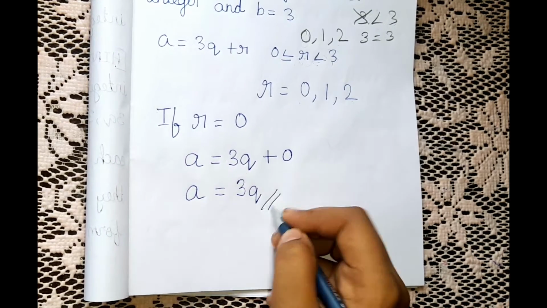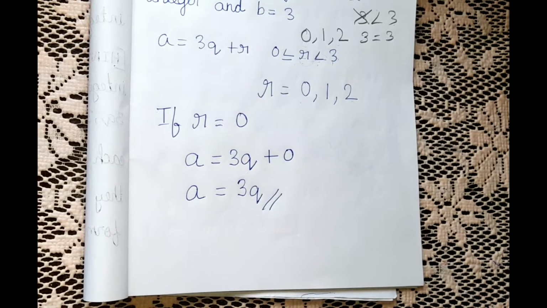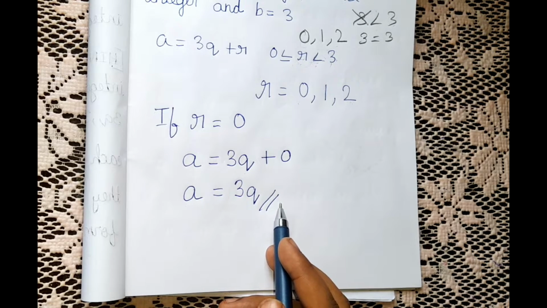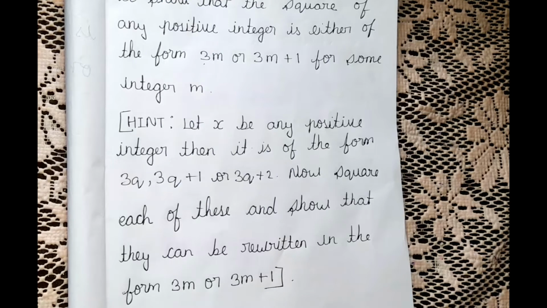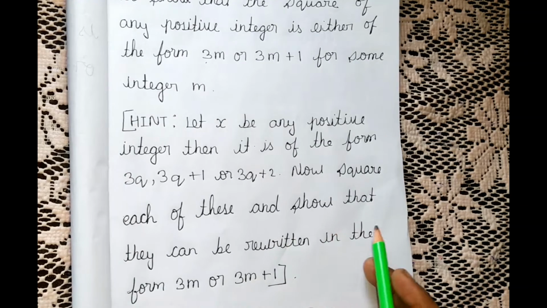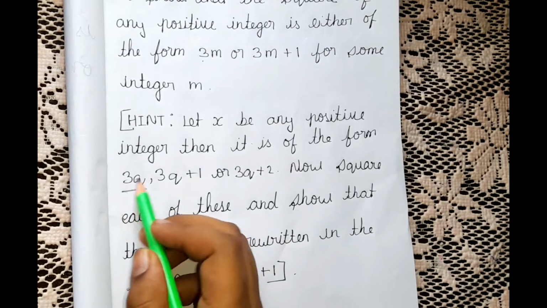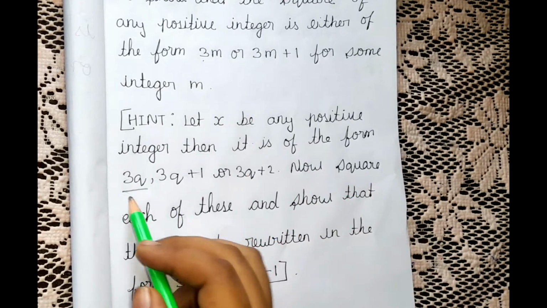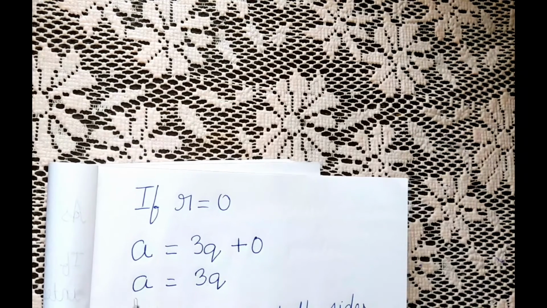Okay, why did we write a is equal to 3q? That's because 3q plus 0 is 3q. That's why we wrote a is equal to 3q. By using this form, we are going to be squaring it. Why are we going to be squaring it? Because in the question, they had mentioned that if we get a form, we have to square it. Let me show that. So in the hint you guys can see, first we got 3q, right? We got this form. Then after that, now square each of these. That means we have to square it. Okay guys, now we wrote a is equal to 3q. Am I right? Now let's square it.